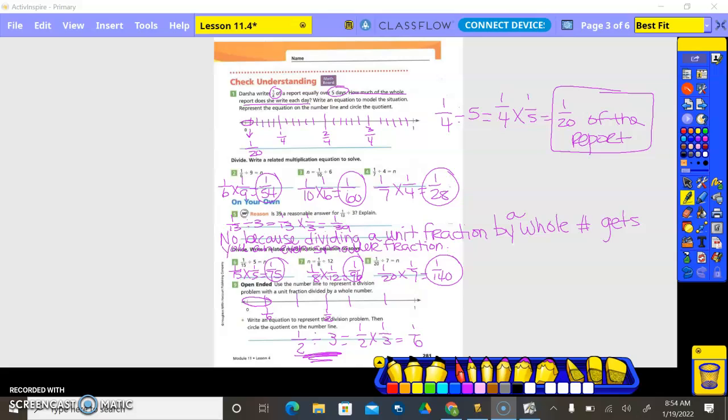Number 9, open-ended. Use the number line to represent a division problem with a unit fraction divided by a whole number. So what we did is we wrote our equation 1/2 divided by 3, and then we went ahead and did our number line. So we broke it into half in the middle, and then we broke that half into 3 sections and did the same with the other side. And then we circled our one section that they wanted, which was 1/6. Then we checked our division problem and took 1/2 times 1/3, which got us 1/6.